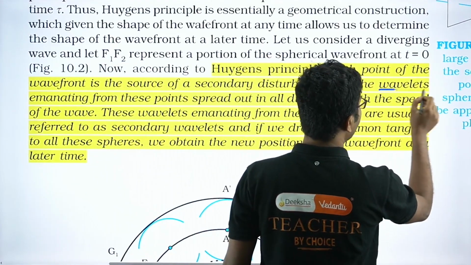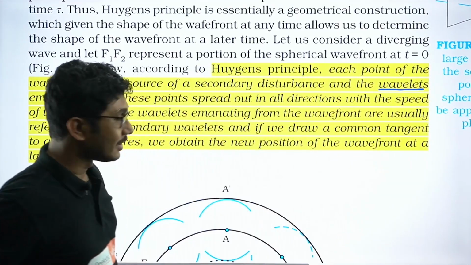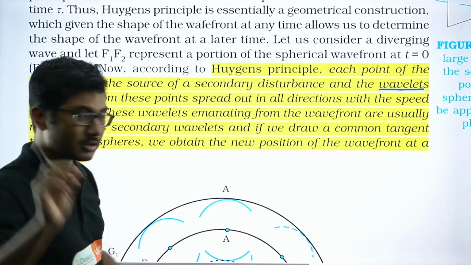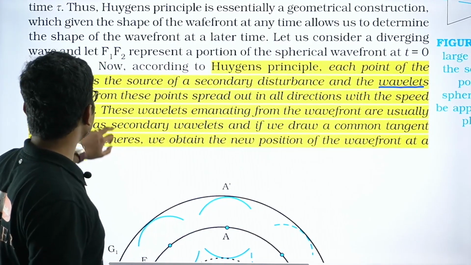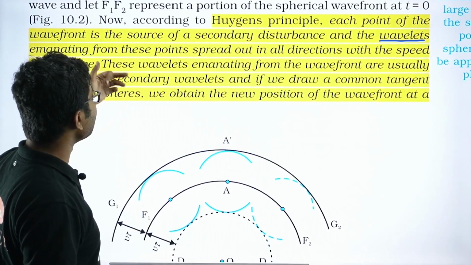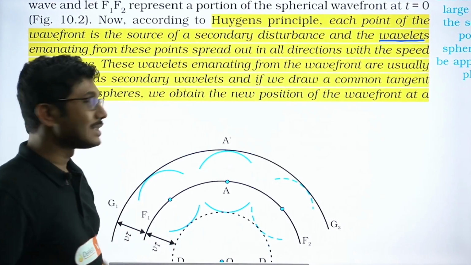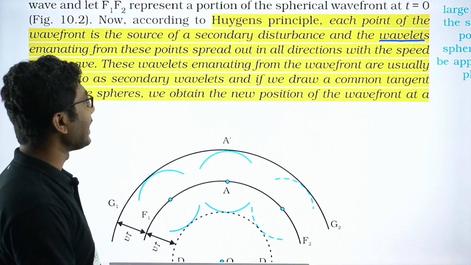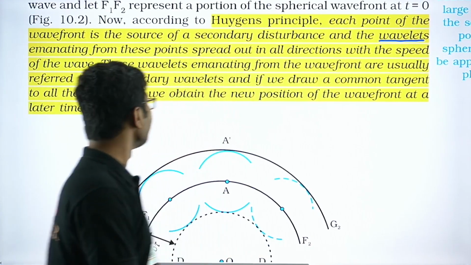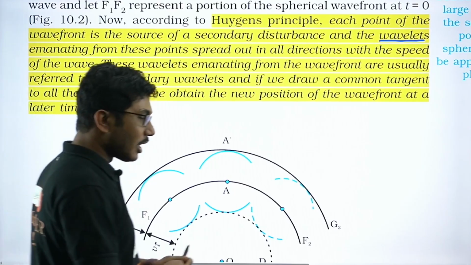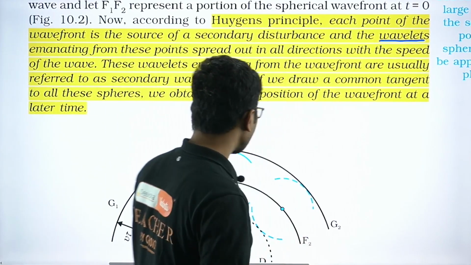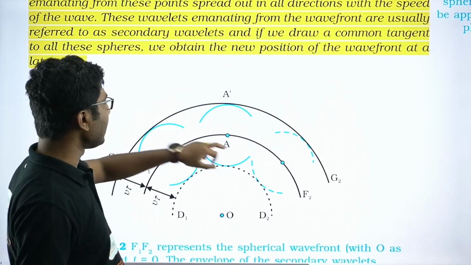We will discuss the child of wavefront in a while. So basically wavelet means small wavefronts. Wavelets emanating from this point, emanating means emitting, spread out in all directions with the speed of the wave. So he is saying a very simple thing, that suppose there is a wavefront.